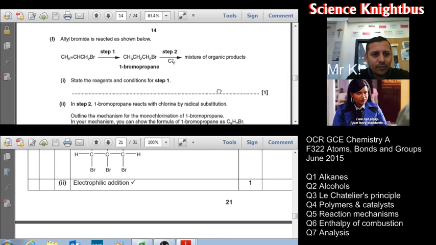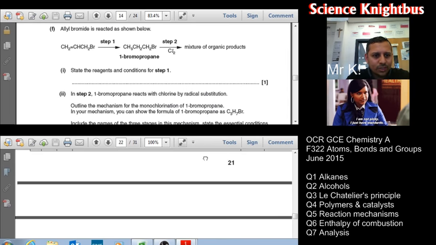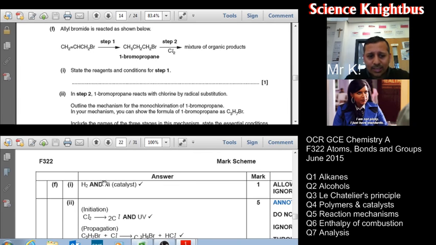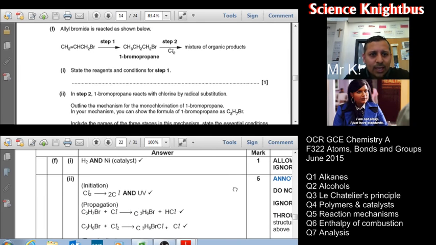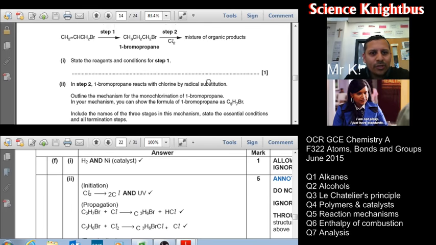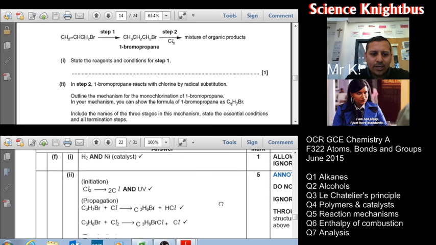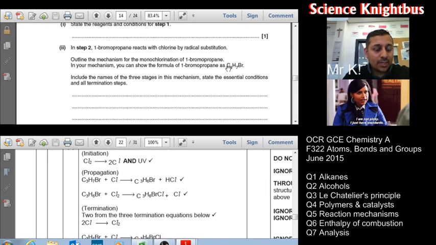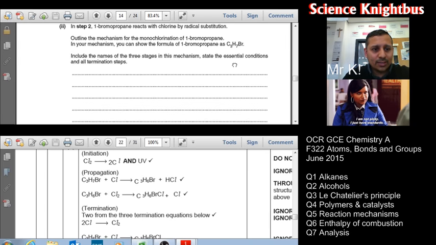Right. Moving on. Reagents and conditions for step 1. Here you can actually say it's hydrogen and nickel catalyst, and with step 2, you've got a mixture of organic products. Whenever you have a mishmash of different reactions taking place, and you've got Cl2, you've got to instinctively think UV. It is going to be some kind of radical reaction. And that's what's being outlined in step 2.